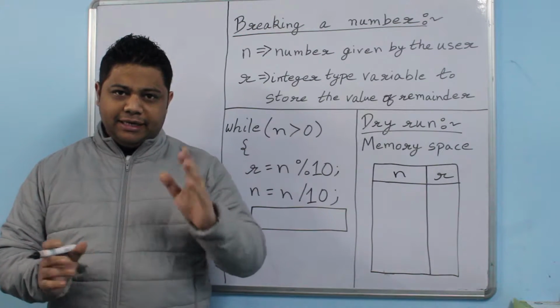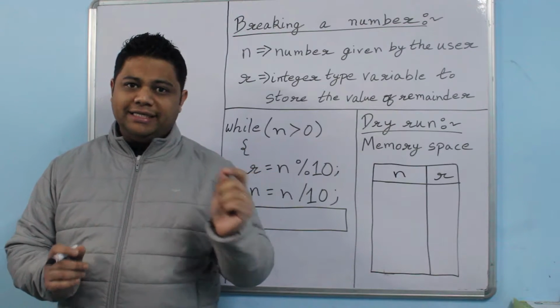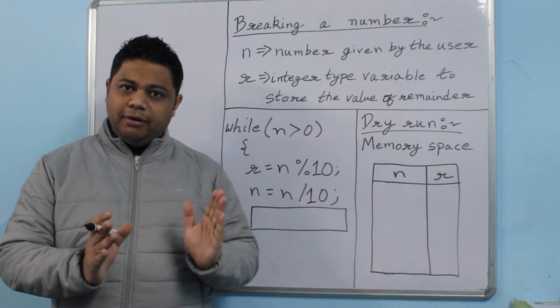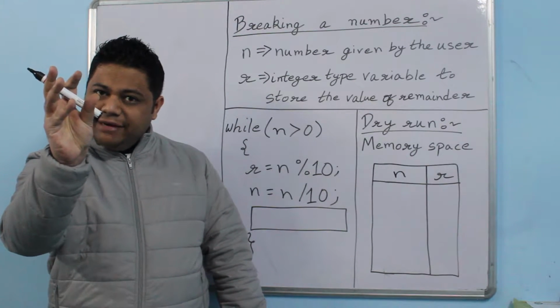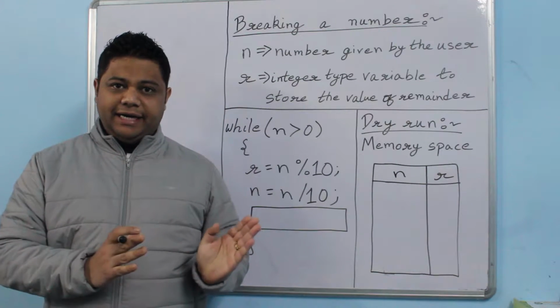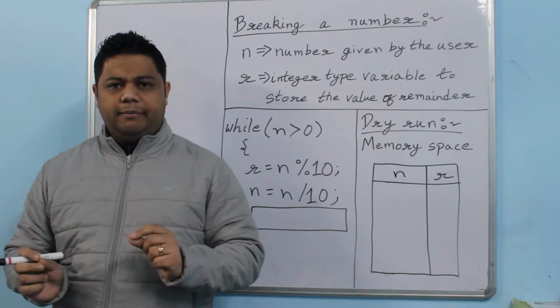I'll take one example. Let us take the number 175. Breaking a number means to break it to get the individual digits. So we are getting 5, 7 and 1 separately. That is what breaking a number is.